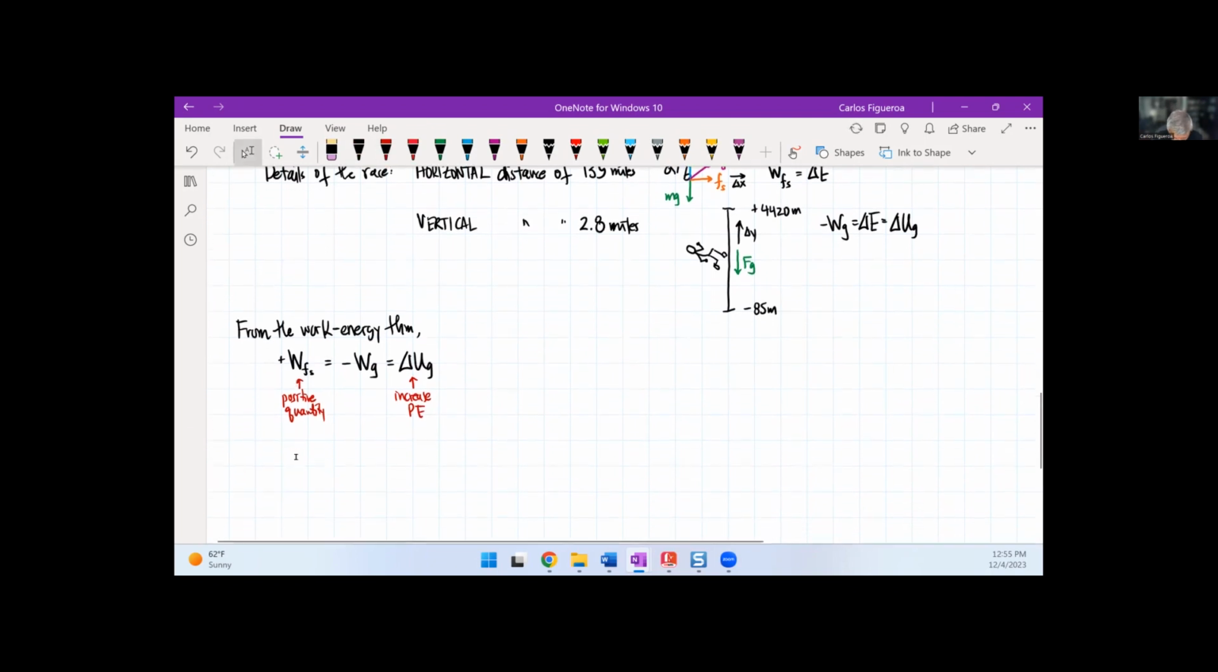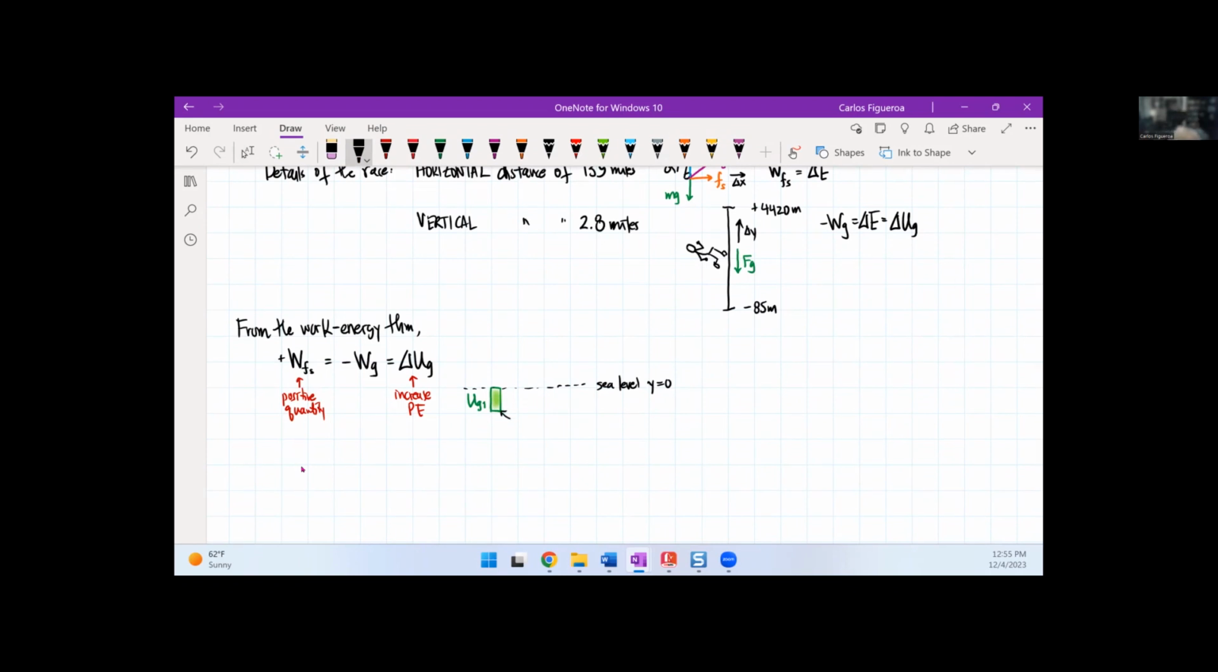So when I look at my picture, what I'm really seeing is a picture that looks something like this. I have a certain amount of gravitational potential, and in this case it's actually negative. So this is the potential of 1. Now the question is, why is this negative? Because if this is sea level, and the way they're giving us the numbers, we're saying that height is 0 here. And associated with this is minus 85 meters.